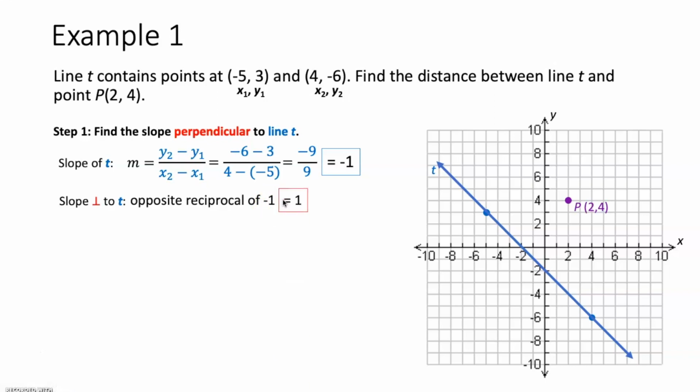So we now know the perpendicular slope to line T. How is that going to help us? Well, we are now going to graph a line through P with that perpendicular slope.